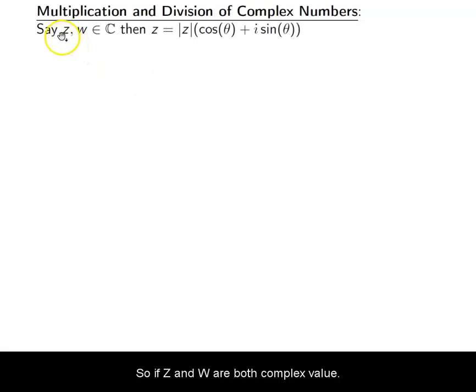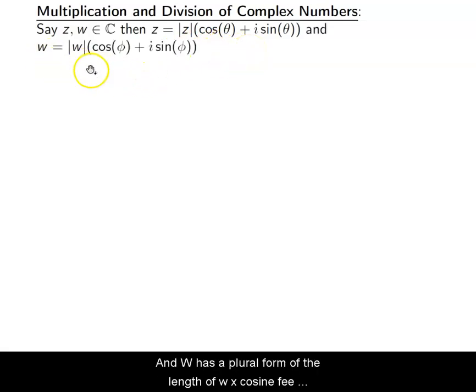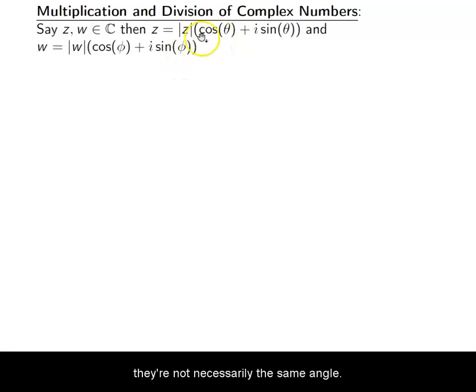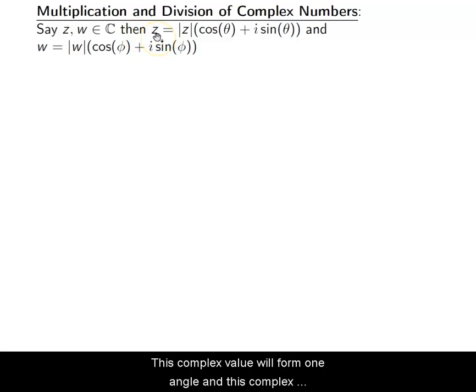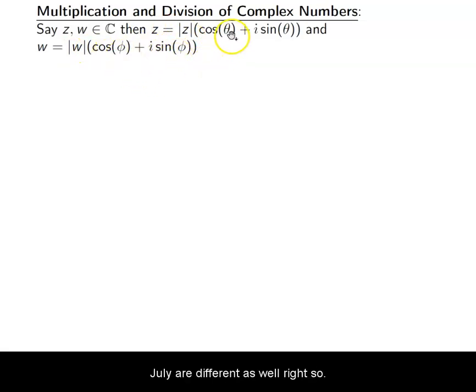Okay, so if z and w are both complex values, then z has a polar form of the modulus of z times cosine theta plus i sine theta, and w has a polar form of the length of w times cosine phi plus i sine phi. Here I'm using phi instead of theta because they're not necessarily the same angle, right? This complex value will form one angle, and this complex value will form a different angle. That's why their moduli are different as well, right? So theta goes with z. In this case, phi goes with w.